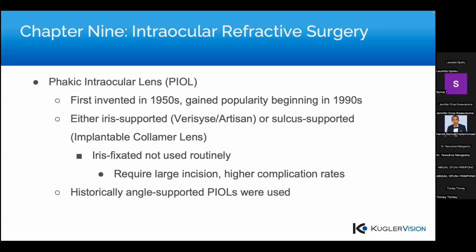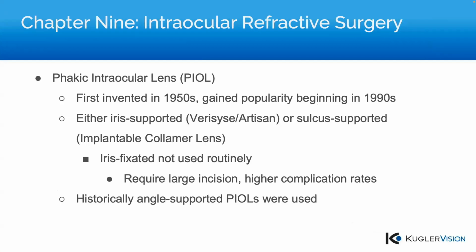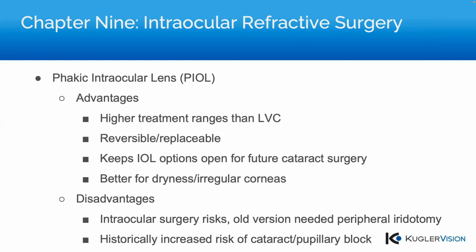The iris fixated lenses required large incisions. These were made out of PMMA. So usually you'd have to make at least a 6 millimeter corneal incision, which would induce astigmatism and could cause some issues. And these had higher complication rates. There's also historically something known as an angle supported phakic IOL, where the lens would rest in the angle, and you can imagine that caused a lot of problems, resting in the angle with pressure issues and iritis and things. And so those are not commonly used anymore.